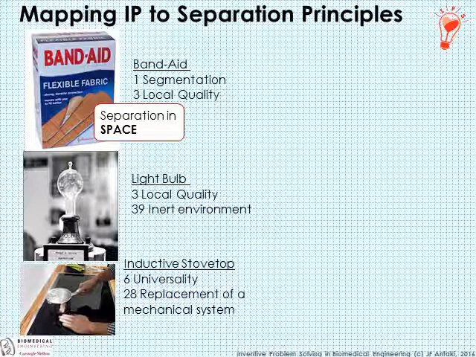The light bulb, what was that contradiction? Well, there's a filament that needs to be hot in order to produce light, but if it's too hot, it's going to burn, it's going to oxidize and consume itself. So this was solved using local quality, inert environment, or put another way, by putting a shell, a glass bulb, around the filament, having a vacuum on the inside and allowing atmosphere to be on the outside, and thereby protecting the filament from oxygen. Separation in space.